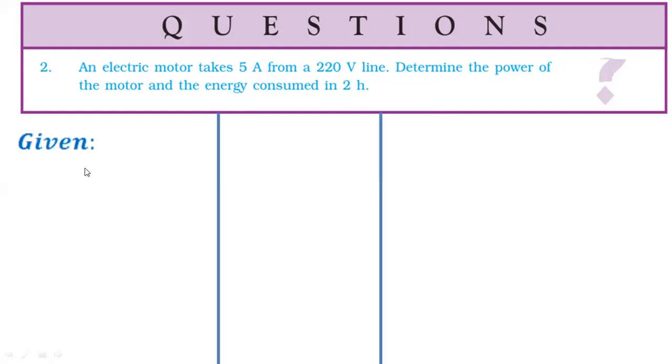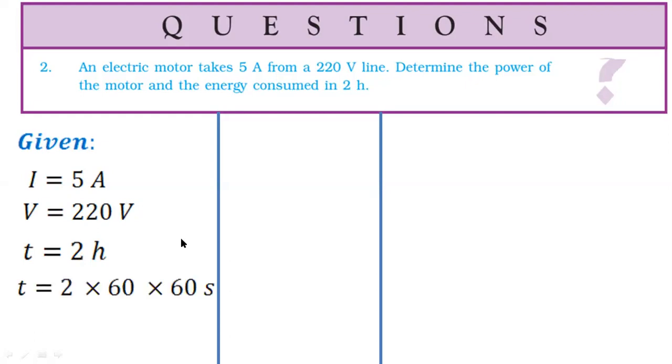Let me write down the given data first. What is the given data? I is 5 ampere. What is the second thing which is given? 220 volt, that is V. So V is equal to 220 volts. They are asking us to calculate power and energy, right? But time is also given, 2 hours. So let me write that time is given as 2 hours. But our usual habit is we do not use hours. We generally use seconds. So I need to convert this. So 2 into 60 into 60, that will be seconds.